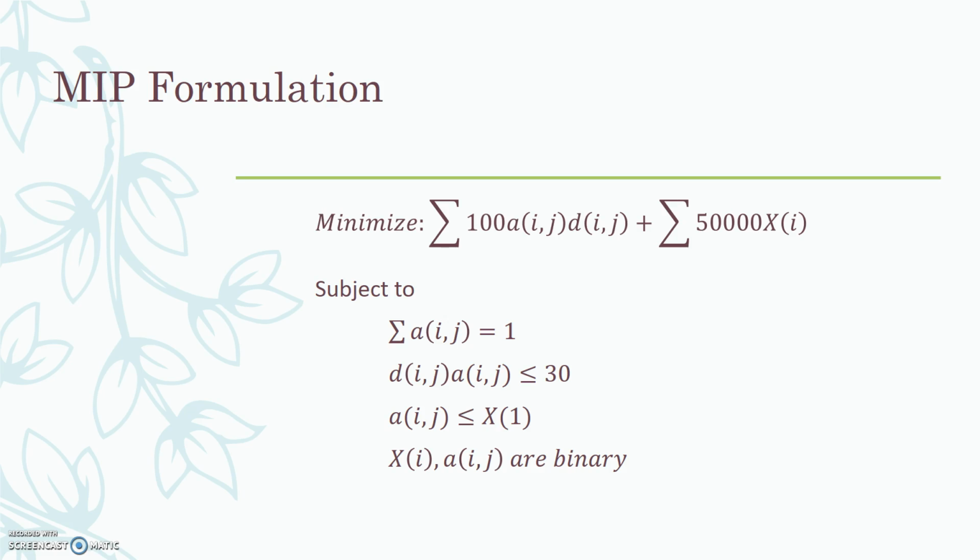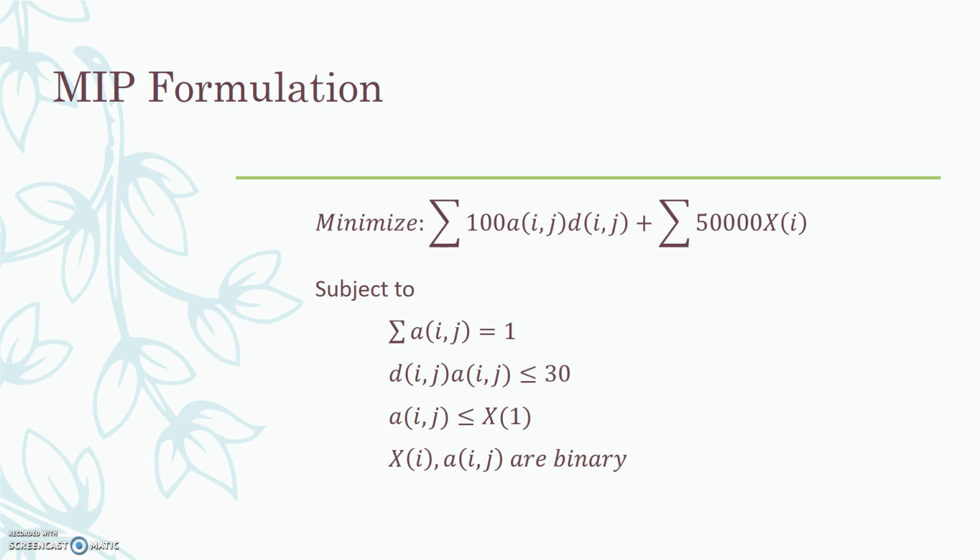So the objective function is to minimize the sum of 100 times the assignment of a customer to a locker times the distance of that customer to a locker, plus the sum of 50,000 times the total number of lockers that are assigned. And then there are 4 constraints that this is subject to.